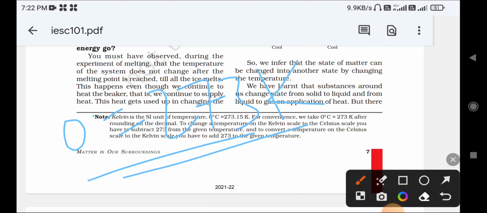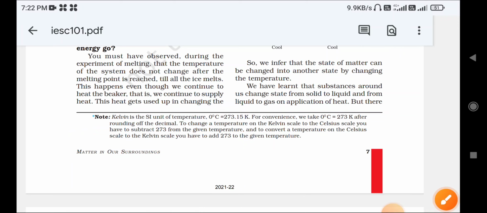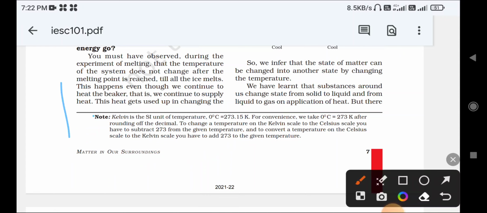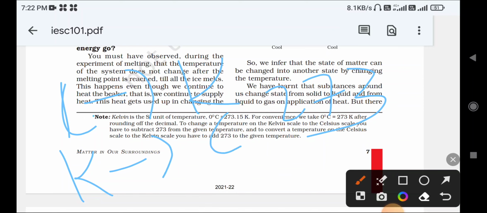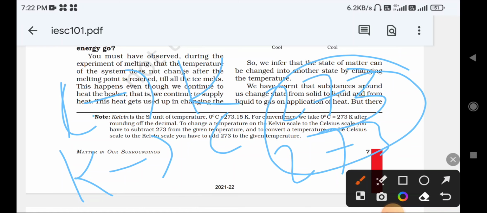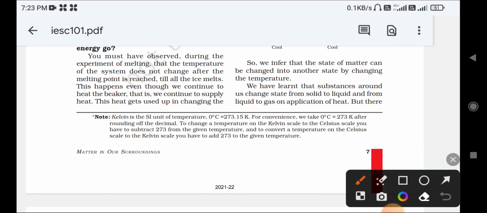Again, there is a method. To convert the Celsius to Kelvin scale, you have to add 273 to the Celsius value. To convert Kelvin scale to Celsius scale, you have to subtract 273. This is the standard value for conversion of Celsius to Kelvin scale and Kelvin to Celsius scale. We will give some good examples so we can easily understand.